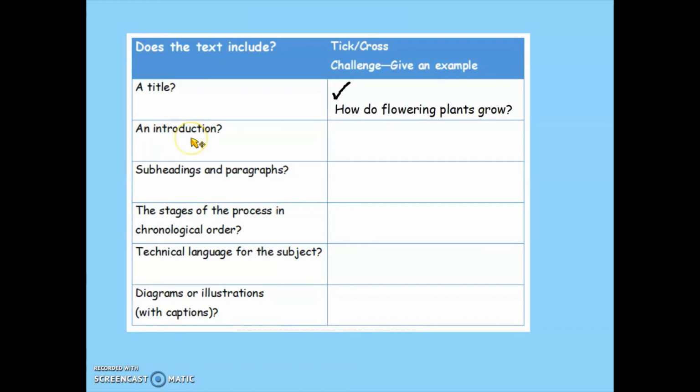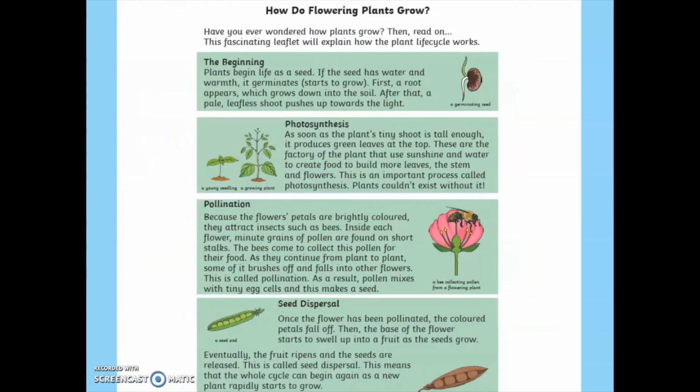Looking at the next feature, an introduction. So look closely at your text. What is the introduction? The introduction is the first paragraph. Have you ever wondered how plants grow? Then read on. This fascinating leaflet will explain how the plant life cycle works. This is a really good introduction because it includes a question. Straight away it grabs the reader's attention. And it explains what it's going to tell you in the text. So it's a leaflet and it's going to tell you how the plant life cycle works.